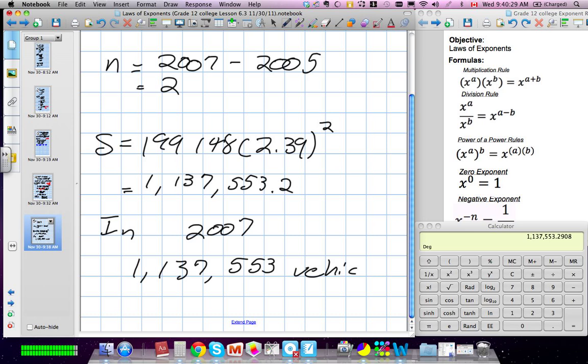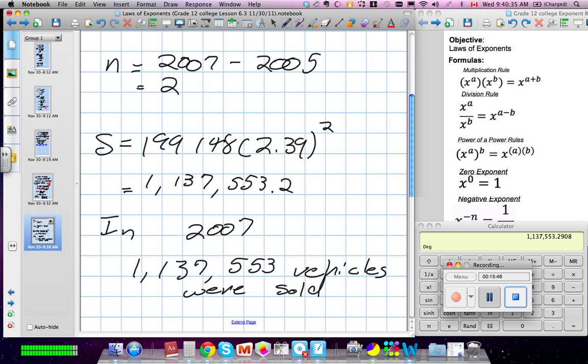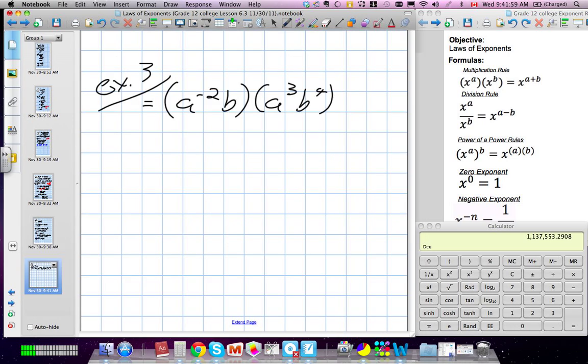Question 3a. We have a to the exponent of -2 times b times a to the power of 3 times b again. The very first thing I'm going to do is make everything a positive exponent. So luckily, 3 of these terms are already positive. What is this b to the power of? 1. So there's technically a 1 there. This is a negative exponent, so I'm going to make it a positive exponent. A to the power of -2 is equal to 1 over a to the power of 2.